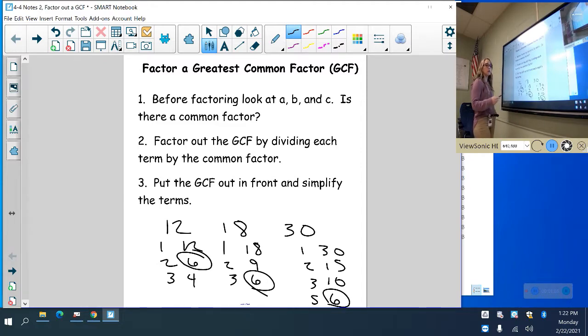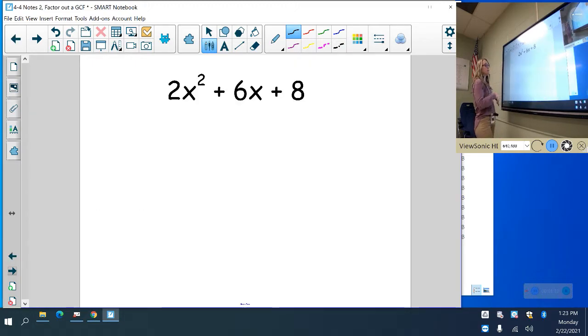Okay, and that's what we're going to look for in A, B, and C in our quadratic before we factor. And I'll show you what I mean here in a second. So before factoring, look at that A, B, and C. Is there a common factor? Well, if it were 12, 18, and 30, 6 would be the common factor. Factor out the greatest common factor by dividing each term by that factor, in this case 6, and then put the greatest common factor in front and simplify the terms. And it's not difficult at all. So let's look at this.